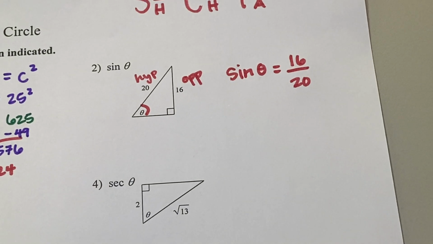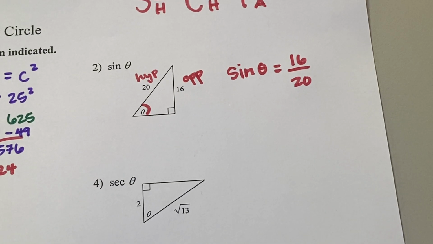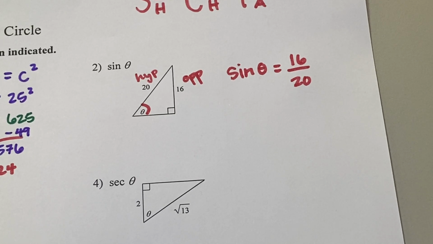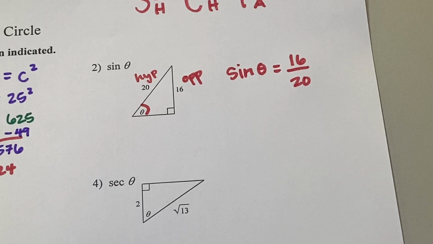Now, why would your computer mark you wrong for putting in 16 over 20? It's not reduced. What can we divide both 16 and 20 by to reduce it? We could divide by 2. Anything bigger than 2? 5.